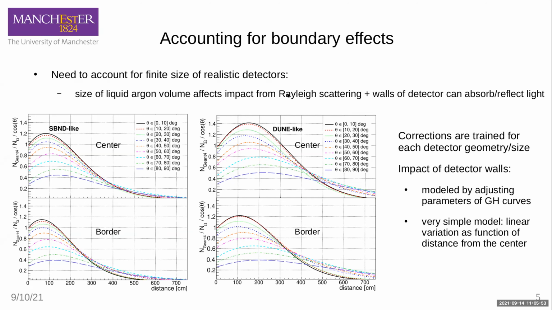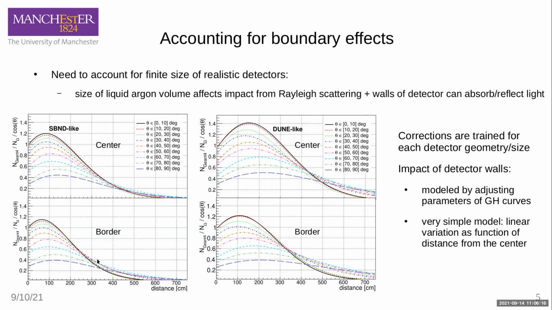So this is illustrated by these figures here, which show the shapes of the corrections from the geometric prediction that are required in an SBND-like scenario and a much larger DUNE-like scenario, and also for scintillation occurring in the center of the detectors and towards the borders. As you can see, the shapes of these correction curves change significantly as the size of the detectors increase, and also as the position of the scintillation changes.